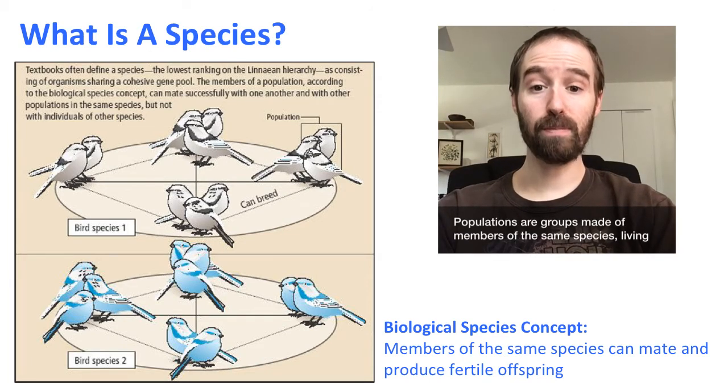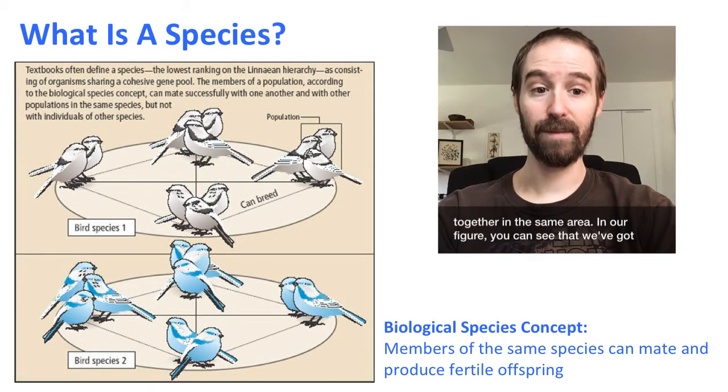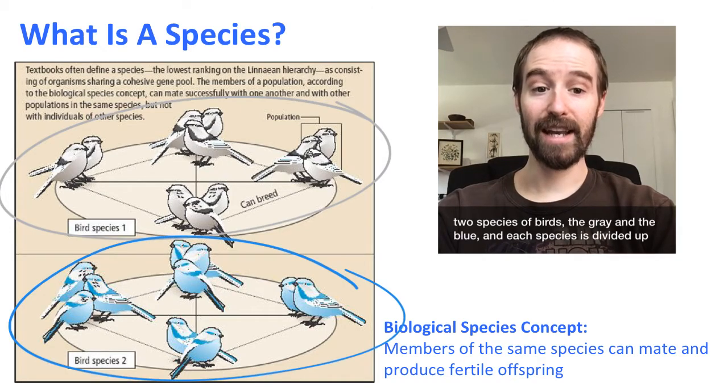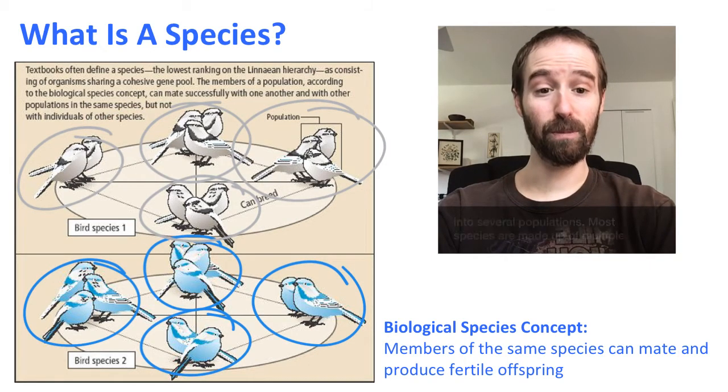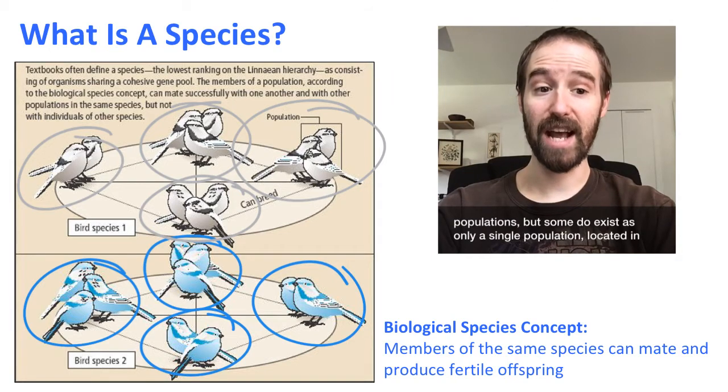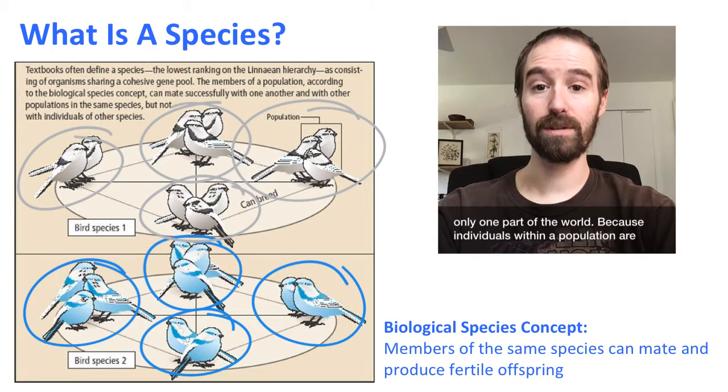Populations are groups made of members of the same species living together in the same area. In our figure, you can see that we've got two species of birds, the gray and the blue, and each species is divided up into several populations. Most species are made up of multiple populations, but some do exist as only a single population located in only one part of the world.